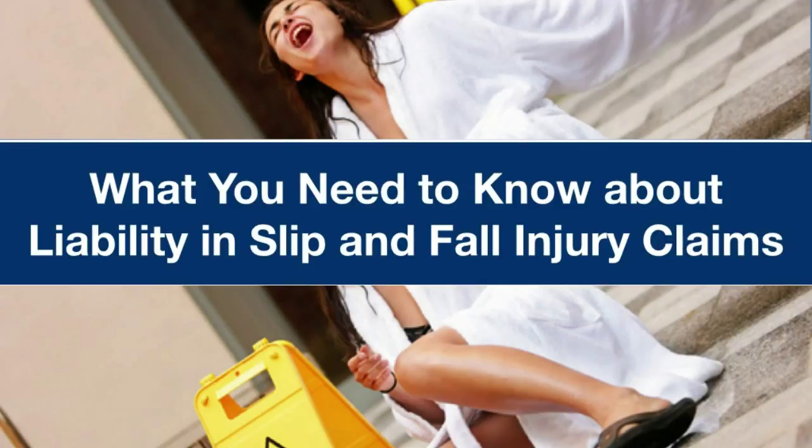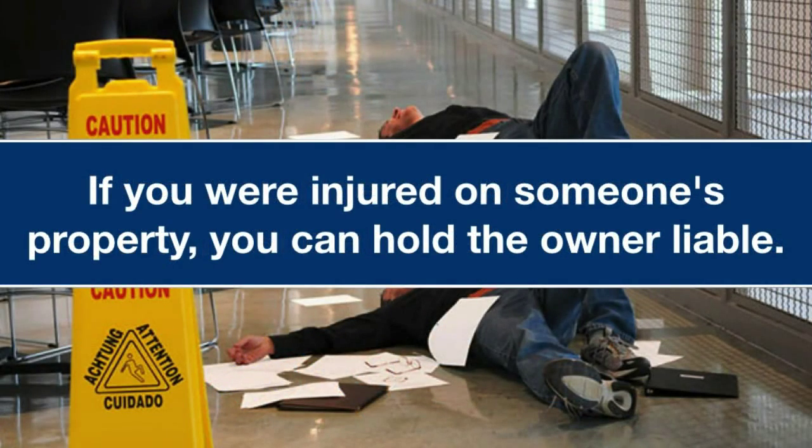Thousands of people are injured every day on property across the United States. The resulting slip and fall settlements and court awards add up to millions of dollars. If you were injured on someone else's property and can prove the 4 elements of premises liability, you can hold the owner liable for your damages.